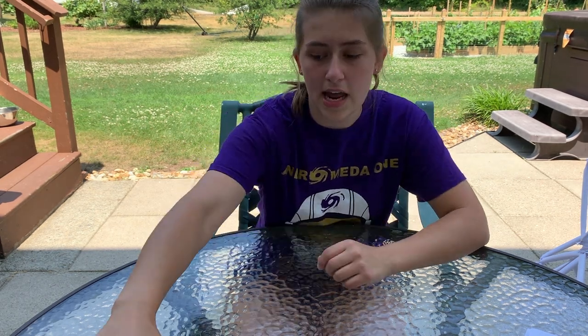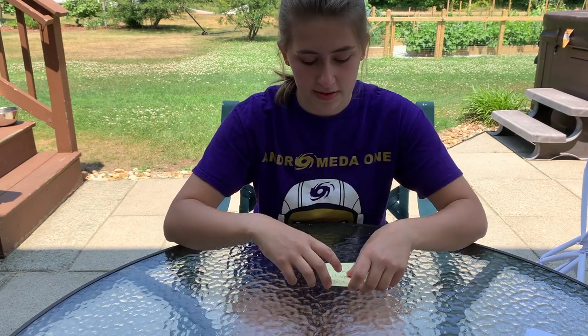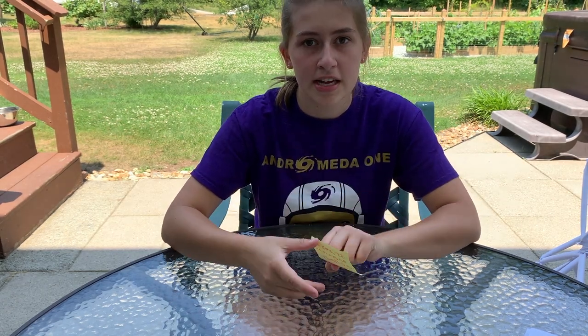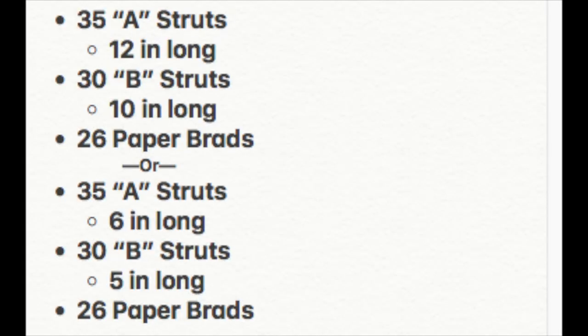We're going to begin with constructing the larger geodesic dome. For the larger geodesic dome, since it is a two-frequency dome, we're going to need two different lengths of pieces of paper for tubes. Now, I have my handy-dandy sheet that tells me exactly what I'm going to need, and I'll put that onto the screen right now. Take a picture or write it down so that you know exactly what you're going to need to make this dome.